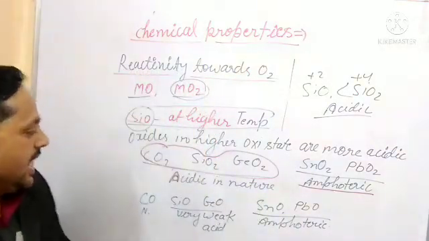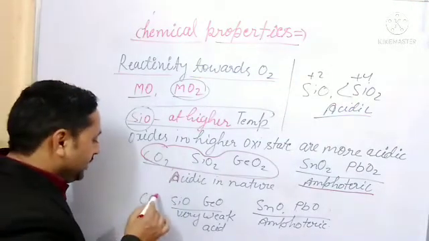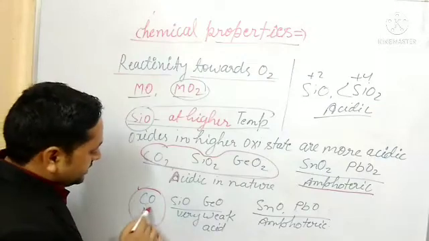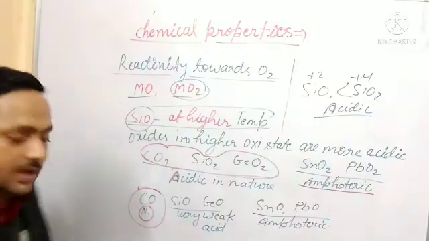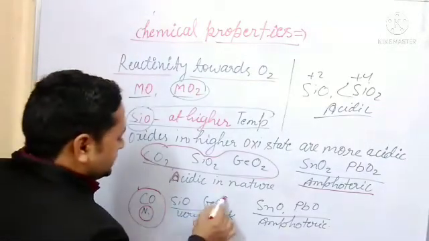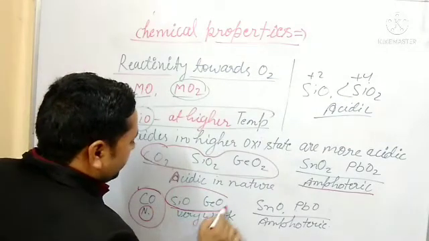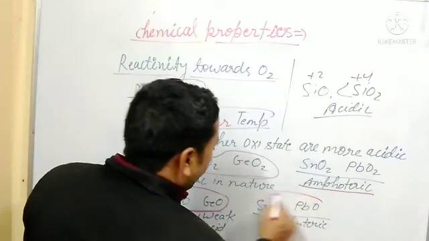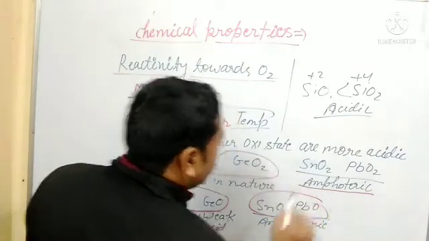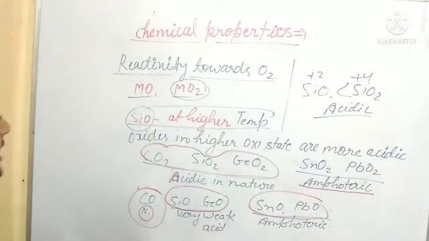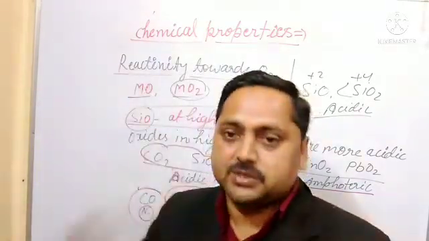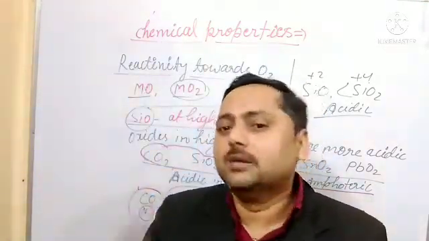If we talk about monoxides, carbon monoxide is neutral, SiO and GeO are very weak acids, and SnO and PbO are amphoteric in nature. So this is overall the reactivity towards O2. They form two types of oxide, MO and MO2.